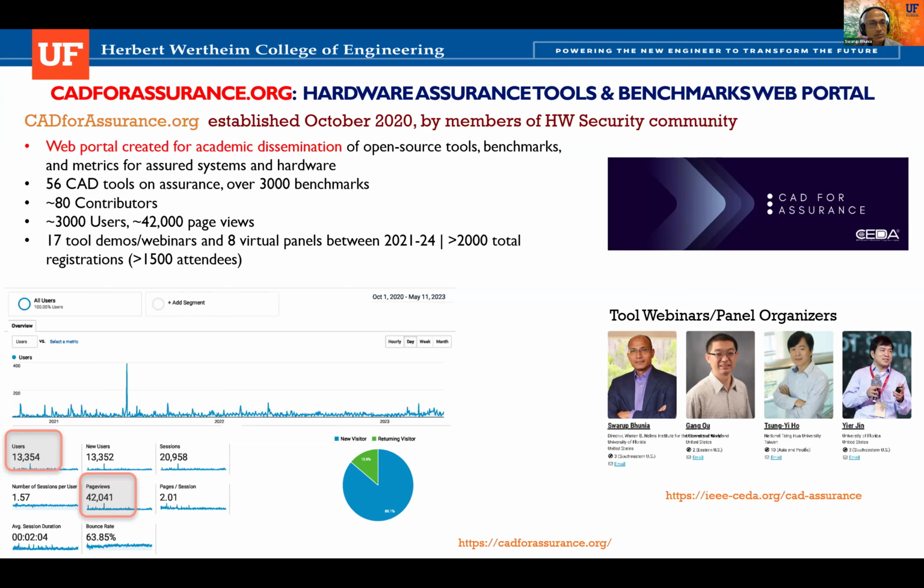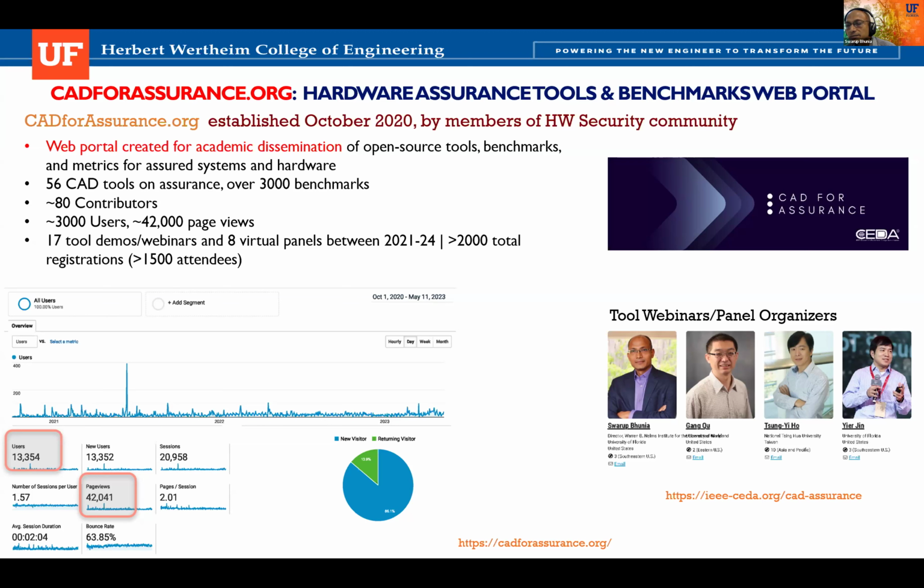We have over 3,000 benchmarks on the website. If you are interested in using them for your research, please feel free to do that. More than 80 contributors, about 3,000 users, 40,000 page views. This data is a little bit dated because we didn't get the latest from Google right in time for this panel, so definitely the numbers have increased quite a bit. We have done 17 tool demos and webinars over the last 3 years and 8 virtual panels. This is the 9th one, as I mentioned before. In these webinars and panels, we have more than 2,000 registrants and more than 1,500 attendees. Given the size of the hardware security community, these numbers are very, very impressive.